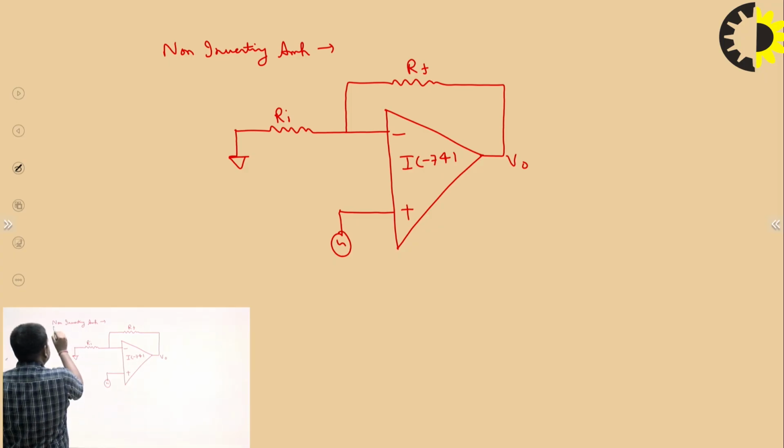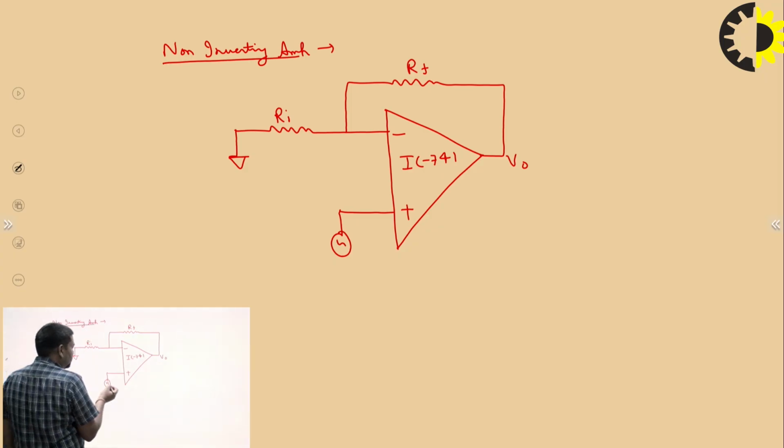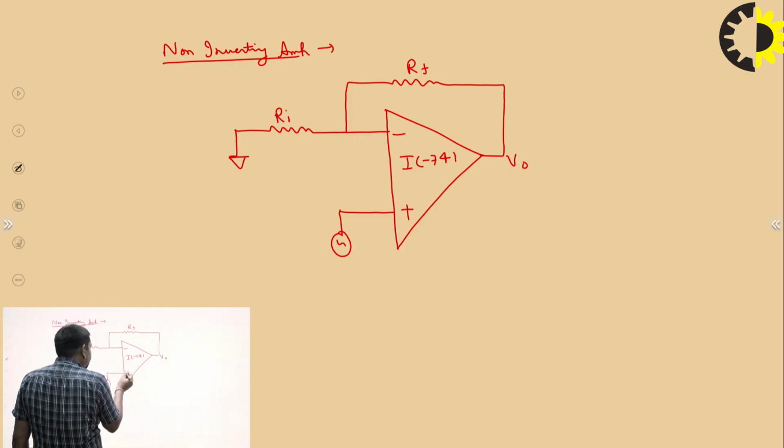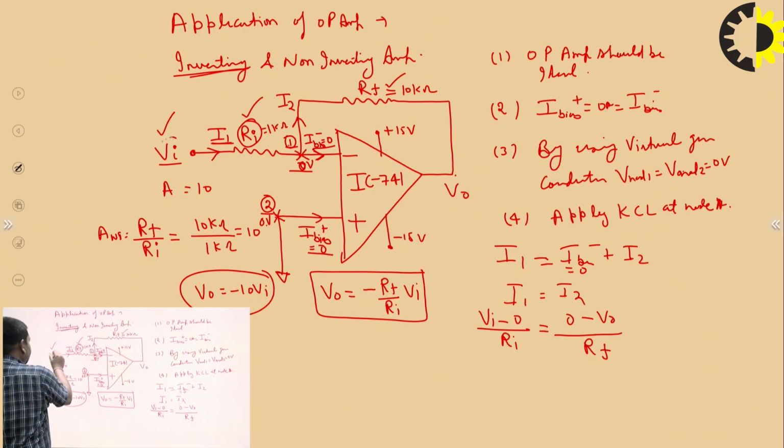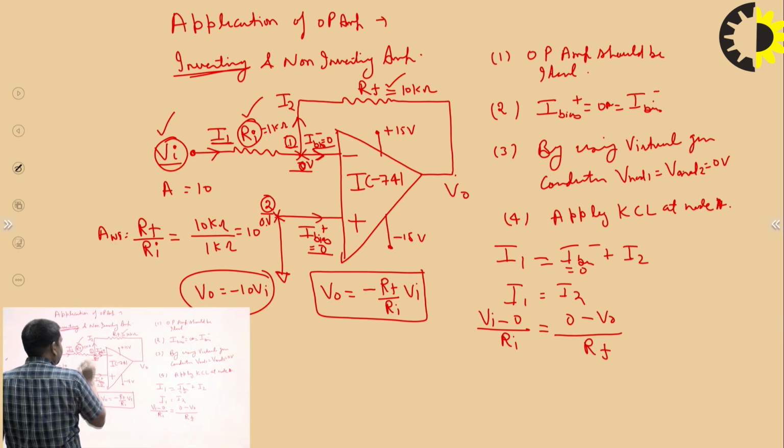Because we design a non-inverting amplifier, we apply the input at the non-inverting terminal. If we apply an input voltage at the inverting terminal, then we can say this is an inverting amplifier.